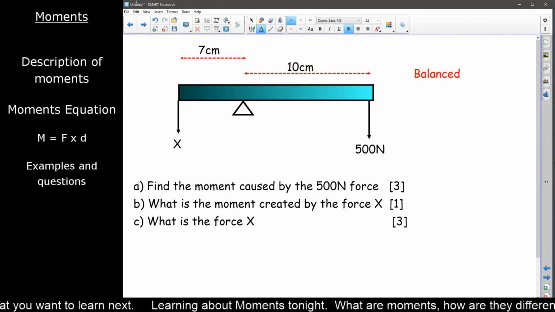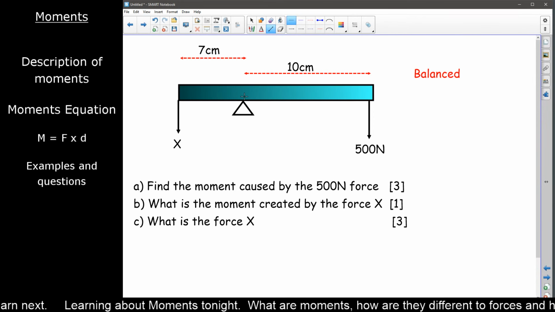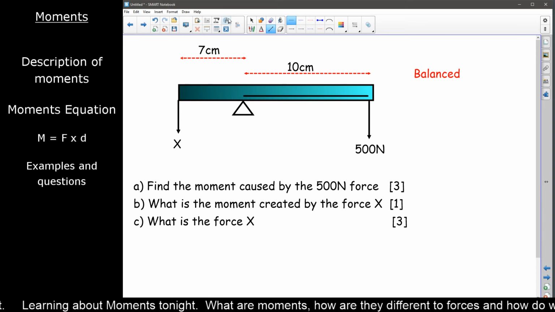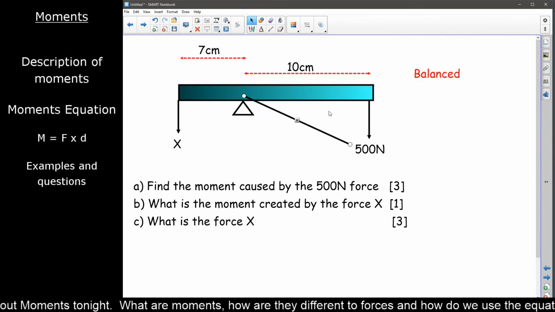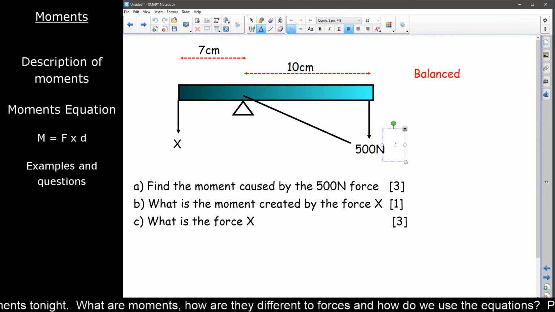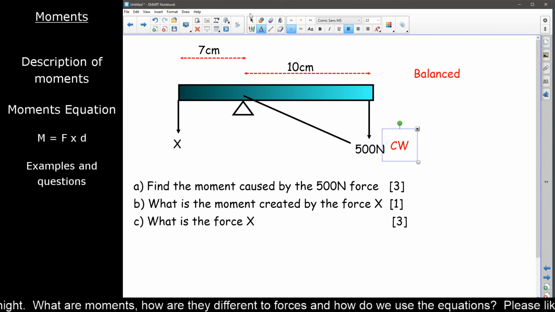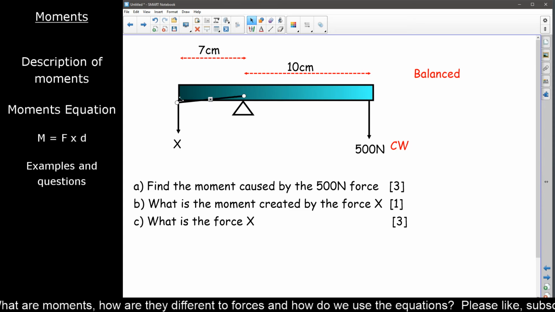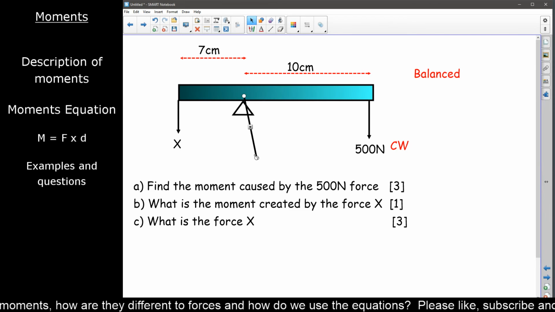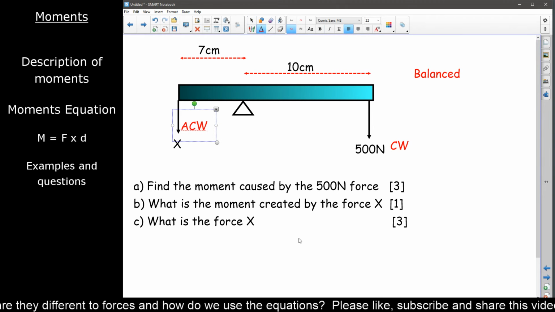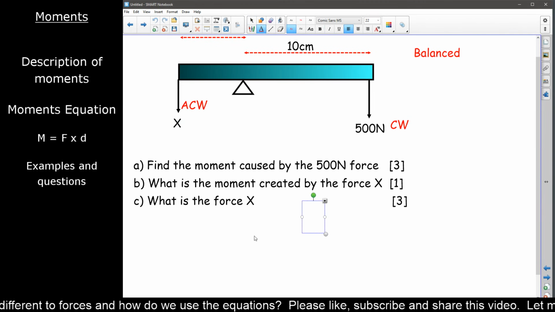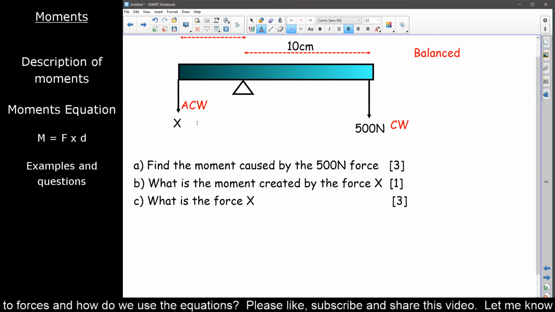Okay, so the moment created by the 500 Newton force. Let's do our due diligence here. Get my pen out, set it in the pivot, put my finger on the end of it here, and push it this way. So this one here, this time, is my clockwise force. And we can reasonably assume that the other one's got to be anti-clockwise if it's balanced, and it is, so that's okay. So this is anti-clockwise. Now all we're interested in is find the moment caused by the 500 Newton force. Not bothered about X just yet. All it's asking for is that one.